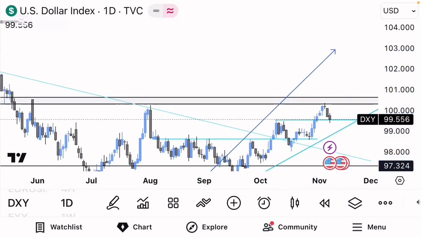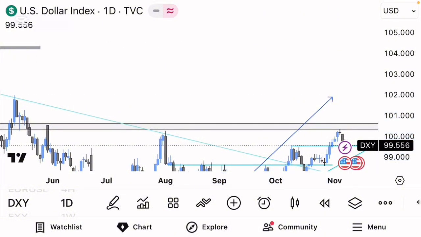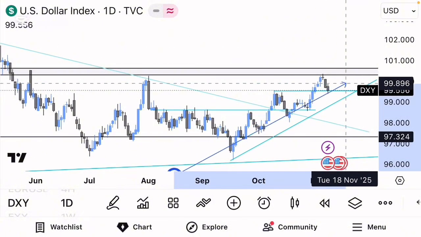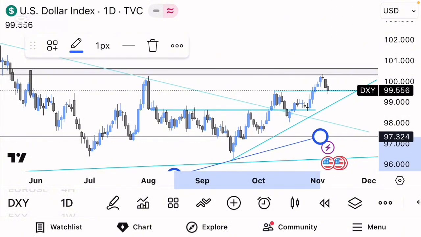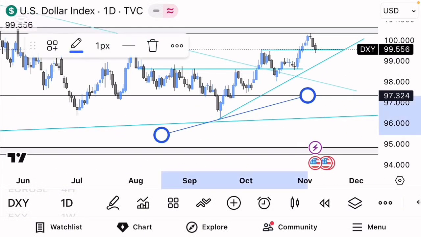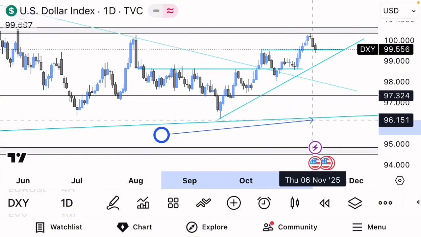Our next level target will be here, guys, which will be 102 for the week. But if you do not break above that level, then we might probably see DXY head back to the downside, which will probably be around the 97 region, or hopefully around the 96 region. So that is it about the DXY.